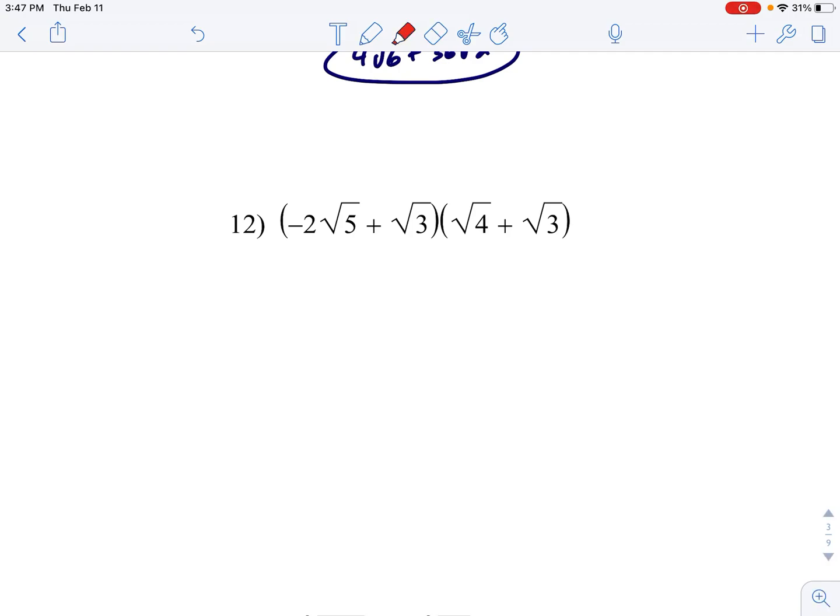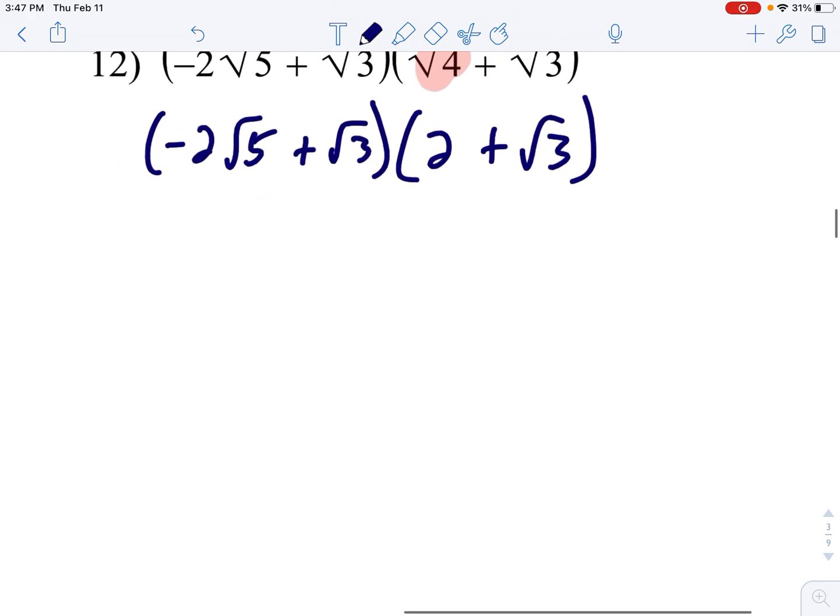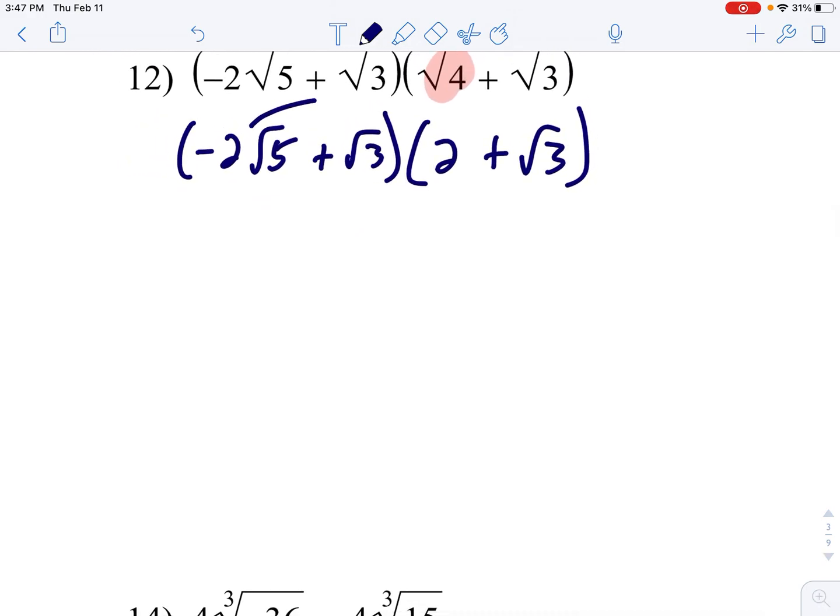The square root of 4. I can simplify that, and I'm going to. So watch out for little details like this. Square root of 4 is just 2, right? I think that's going to simplify the process immensely. Okay, so let's multiply here.